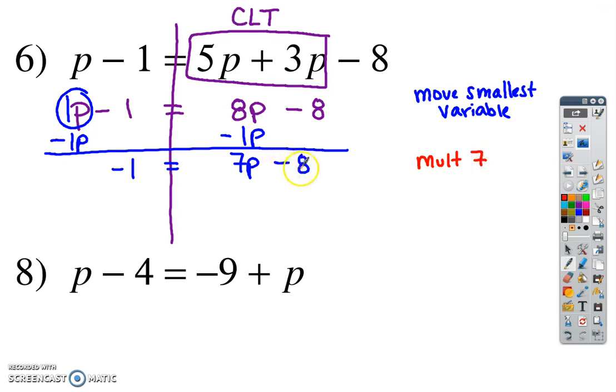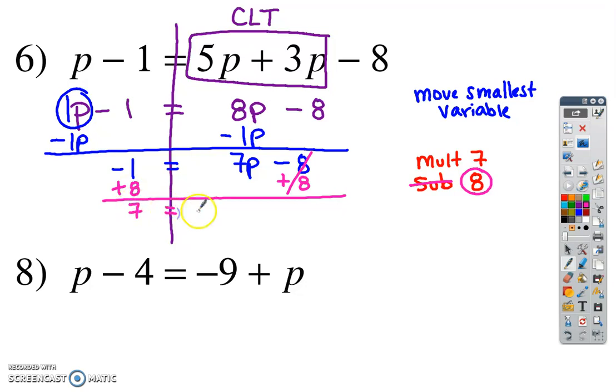And it's subtracting 8. So what is the first thing you're going to do? Do the opposite. You're going to add 8. So start from the bottom. You're going to add 8 to both sides. Negative 1 plus 8 gives you positive 7, and bring down the 7p.